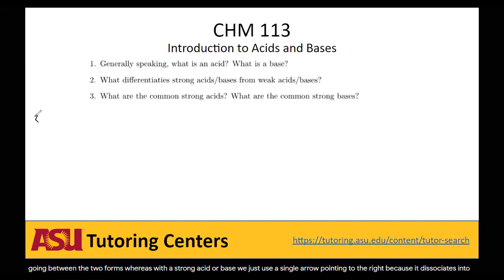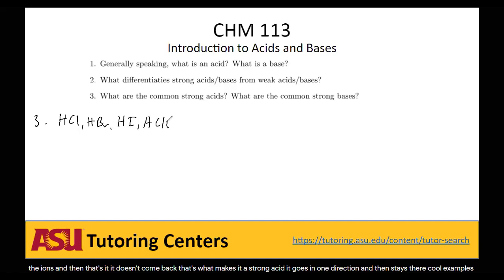Cool. Examples of common acids. There are 7 common strong acids that we highly recommend learning. They are HCl, HBr, HI, HClO3, HClO4, HNO3, and H2SO4.